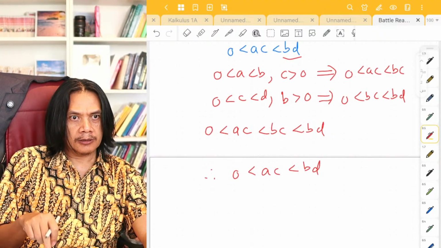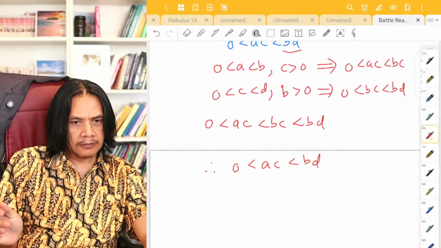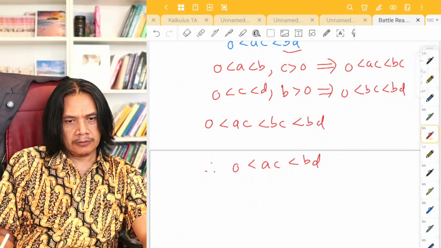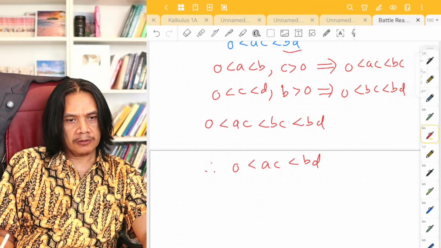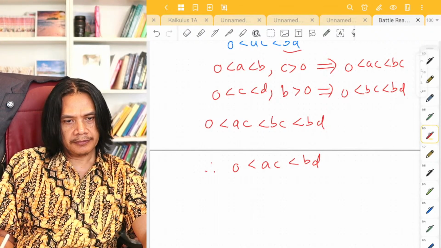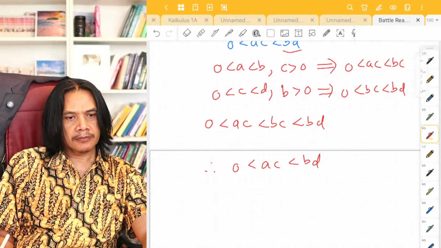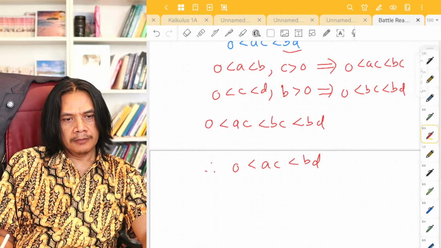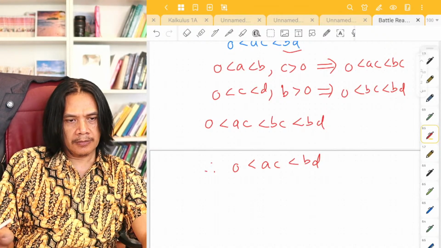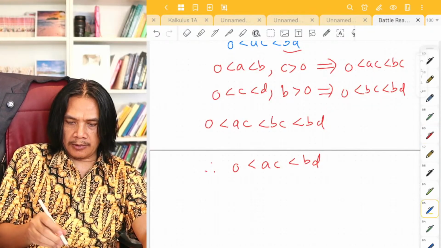It's similar, I think. No, it's also shown by example that it does not follow that AC is less than BD. Let's put C equal to 0 and D equal to 0. But, oh wait, it's less than or equal to, okay, yeah, I see. Skip.